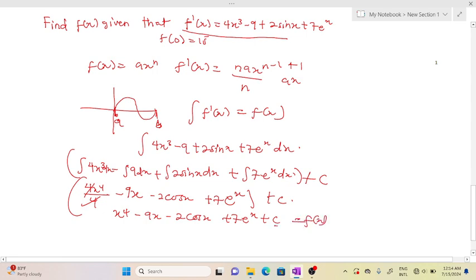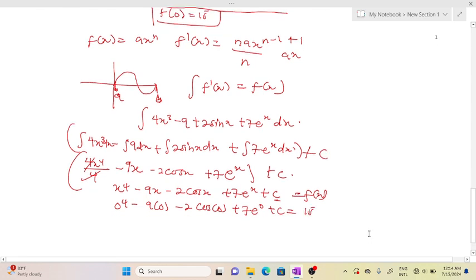But what is c? We need to get rid of this c before we can get a complete function. For that reason, I need to put my initial value here. I was given an initial condition here that f of 0 is 15. So now, since I have my f of x in terms of x and c, I can find f of 0, which is wherever I see x, I'll put 0. 0 to the power 4 minus 9 multiplying 0 minus 2 cos 0 plus 7e to the power 0 plus c is equal to 15 because f of 0 is 15, right?